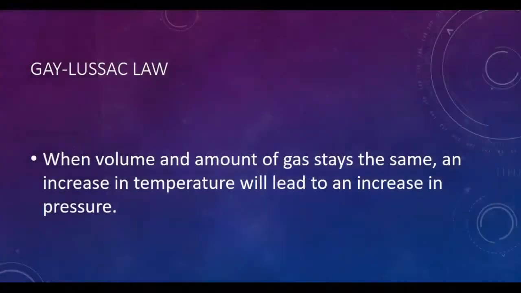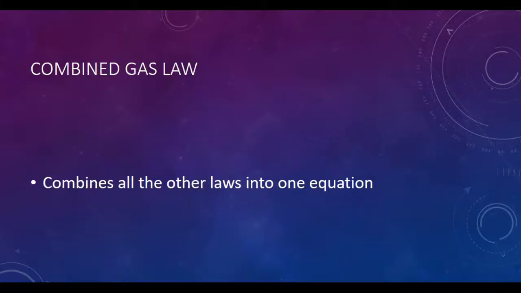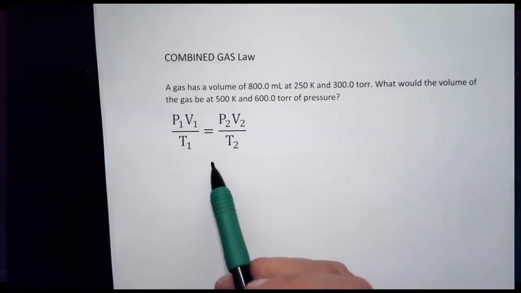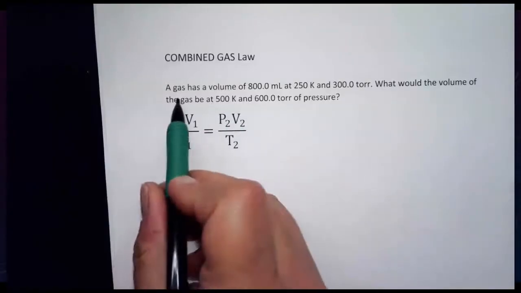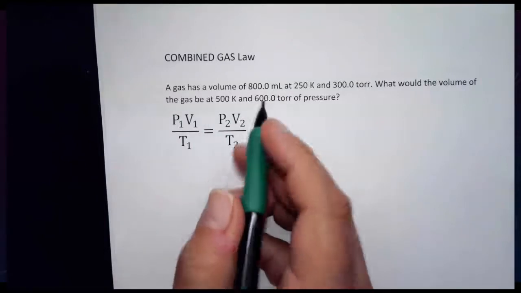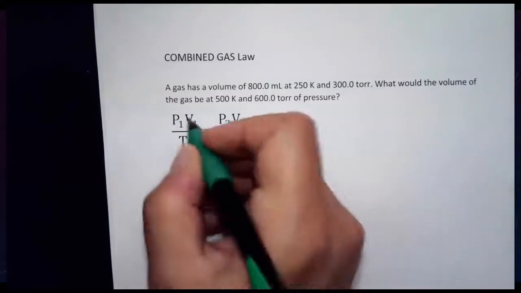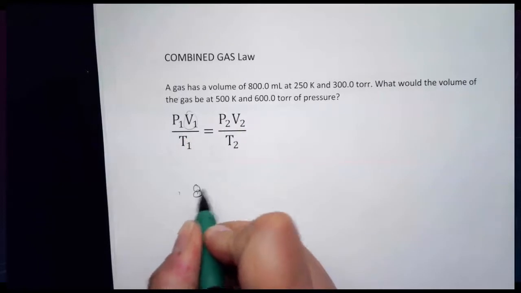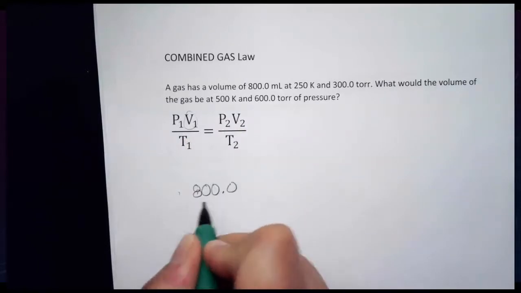Now what we're going to do is combine all of the laws together into the combined gas law, which combines Charles', Boyle's, and Gay-Lussac's law together. So we're going to put all of these into one handy-dandy equation. Here's the equation for the combined gas law. So let's, again, plug things in. A gas has a volume of 800.0 milliliters, so that's volume 1. So let's fill that in, 800.0.